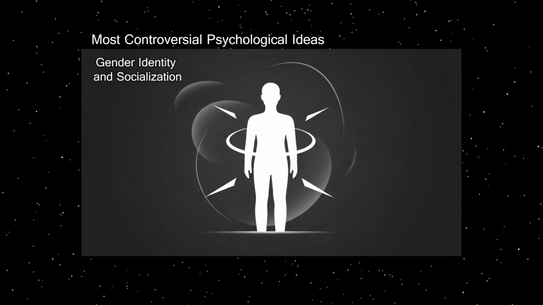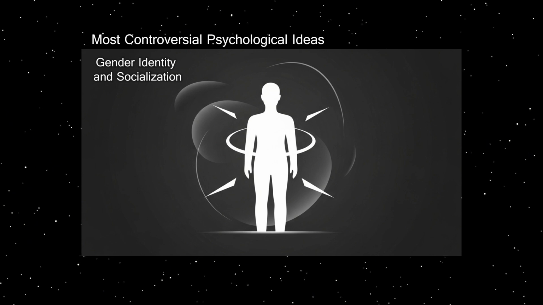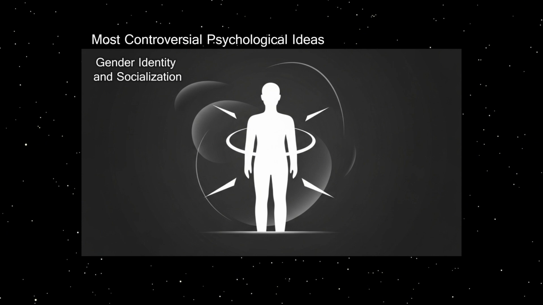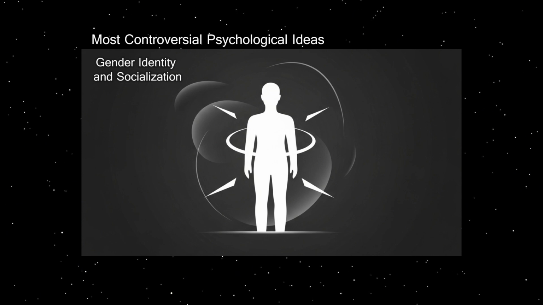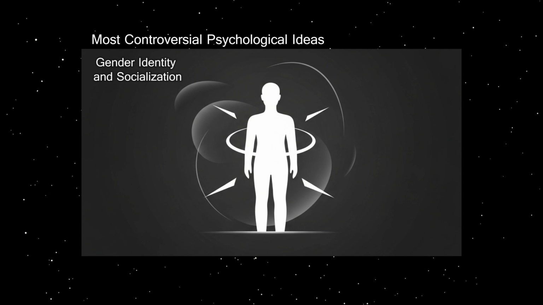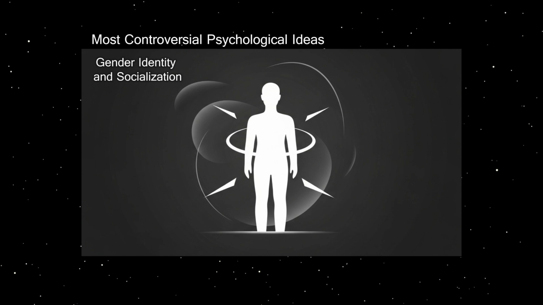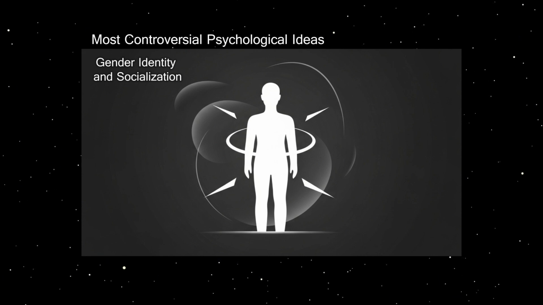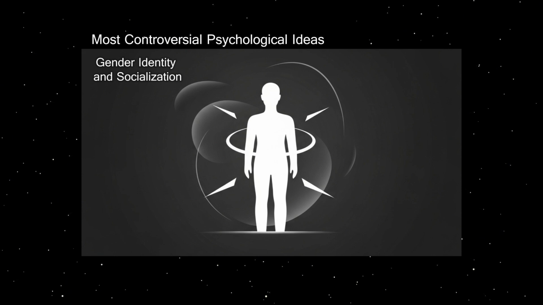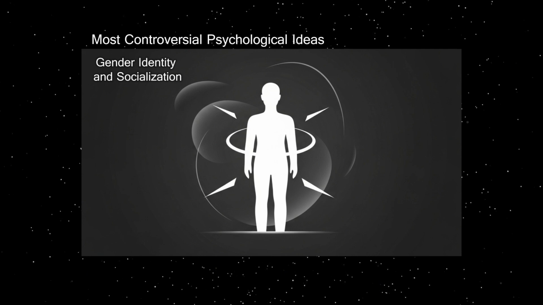Socialization, in this context, refers to the lifelong process through which individuals learn the norms, behaviors, and expectations associated with their society's conception of gender. From early childhood, individuals are exposed to a vast array of social cues and cultural scripts about what it means to be a boy or a girl. These cues come from parents, peers, teachers, media, religion, and broader cultural institutions.